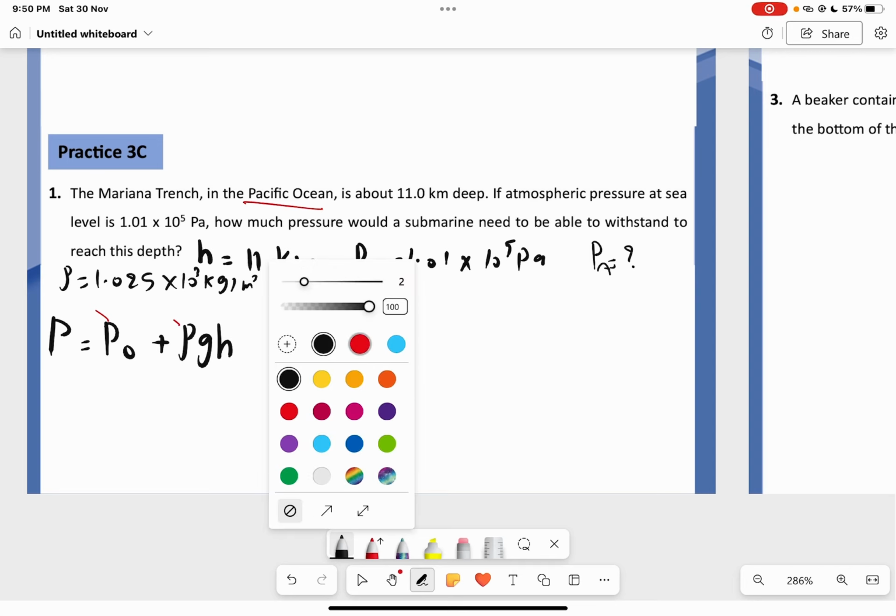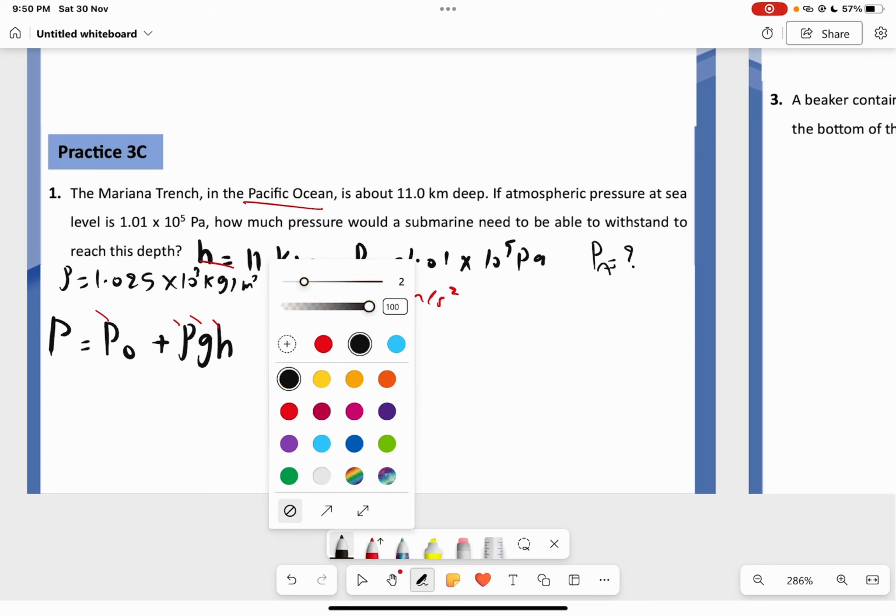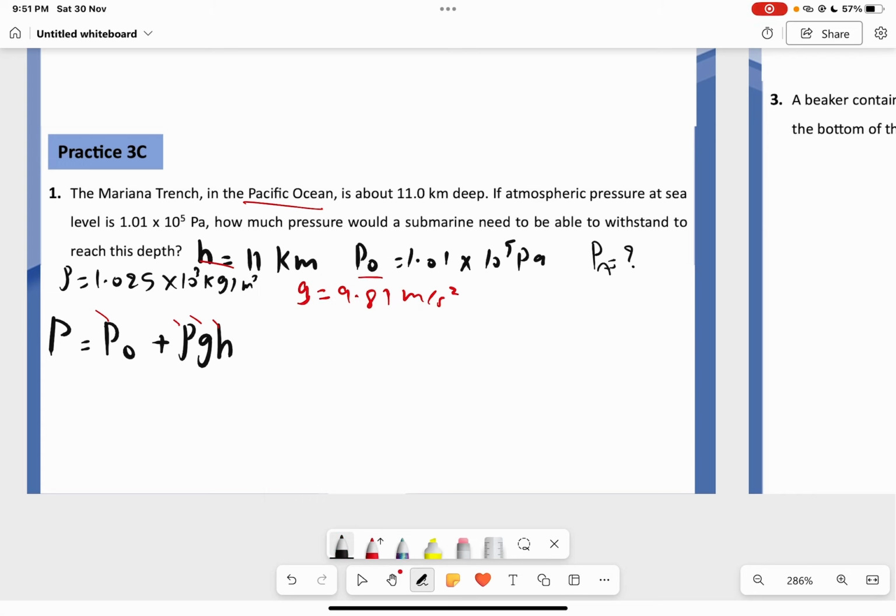Now I have density too. Do I have gravity? Yes, guys, gravity is equal to 9.81 meter per second squared. Okay, do I have the height? Yes, I have the height too, which is equal to 11 kilometer. Just plug in the values that you have and calculate the pressure of the submarine.